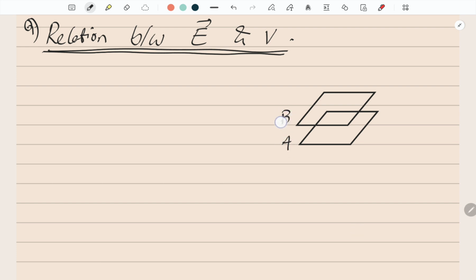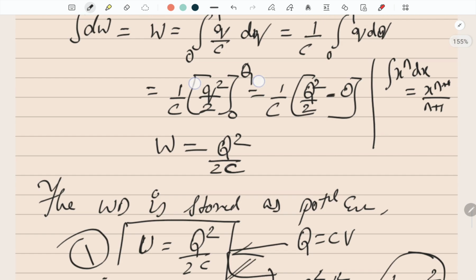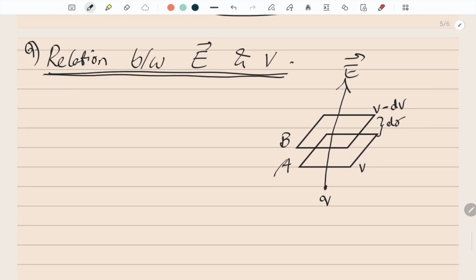Let us say there are two equipotential surfaces A and B, separated by a small distance, let us say dr is the distance. Let us say the potential for plate A is V, and the potential for plate B is V minus dV. You can consider a small charge because of which the electric field is going this way, upwards. I'm sorry, the electric field direction has been drawn wrongly.